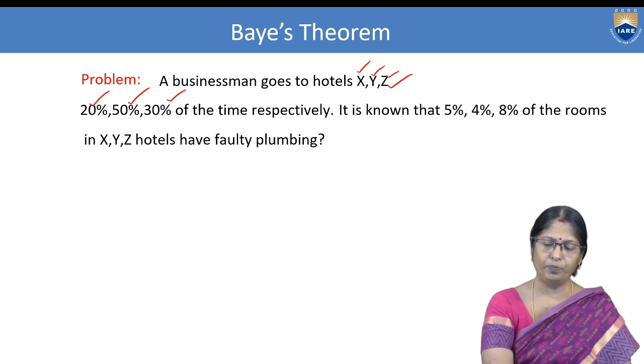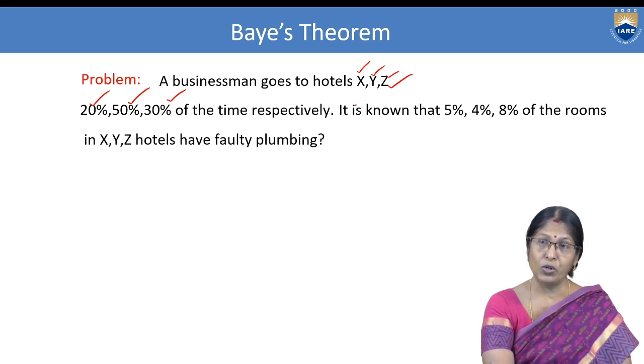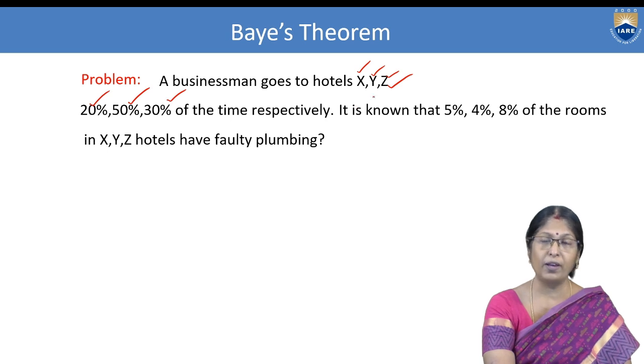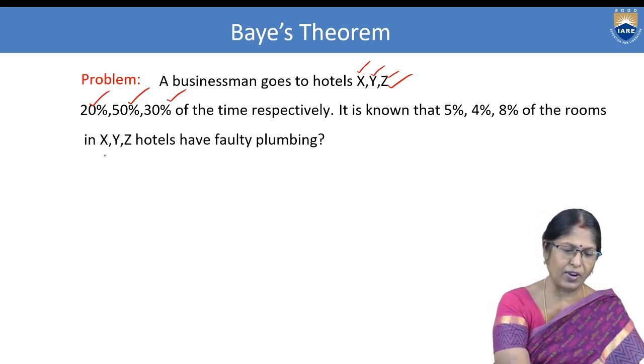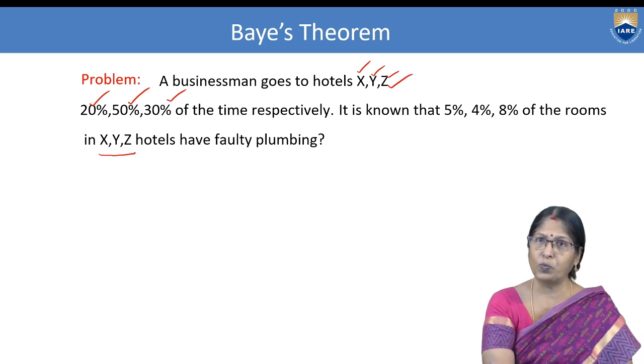Fine. Now, according to Bayes theorem, reading this question itself, we have come to the conclusion that X, Y, Z are the main events. Now one more event should come, and that event should intersect with our main events. That is the basic concept of Bayes theorem. What is that event which is coming and interacting with our main events? Our main events are X, Y, Z.